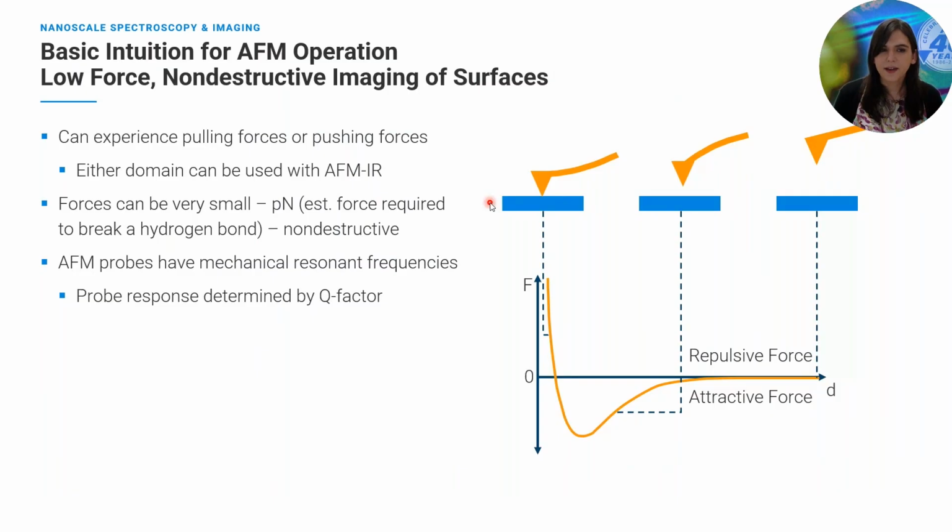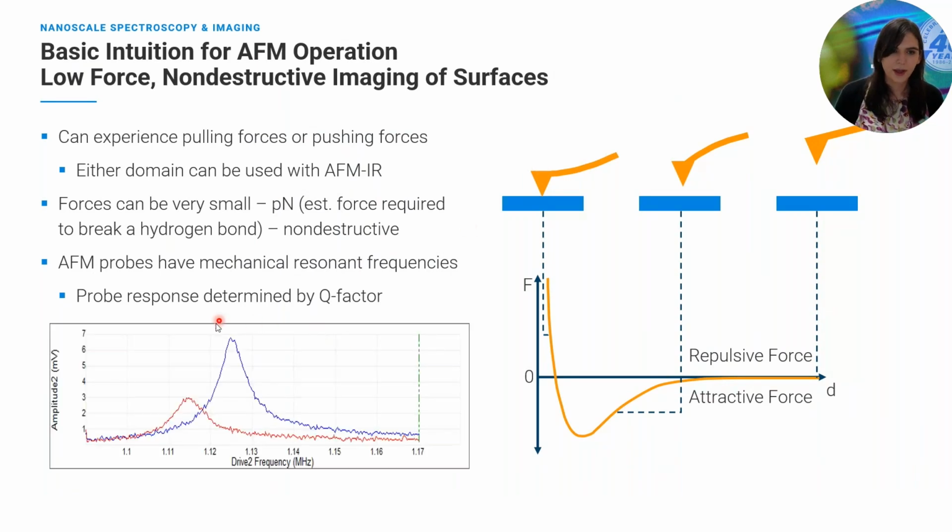The other thing is that AFM probes will have a mechanical resonance frequency associated with them because they're this mechanical beam that we're holding close to the surface. We can see here what two different mechanical resonance frequencies look like, and these have an associated quality factor with them, which is related to the frequency of the vibration as well as the bandwidth of this resonance. This is particularly unique because measurements that operate on this resonance frequency will get a signal enhancement related to this quality factor.